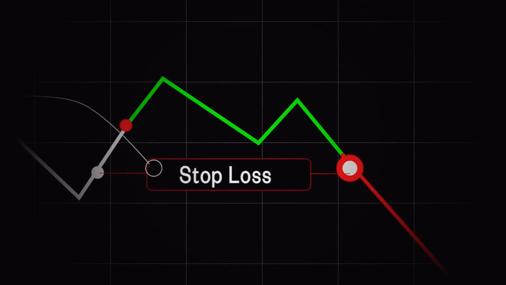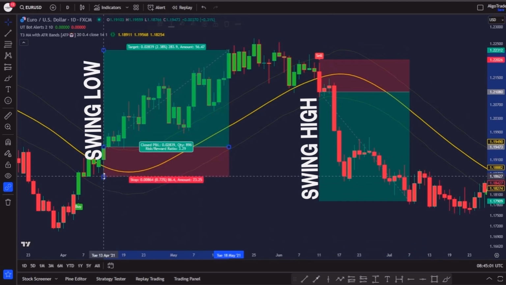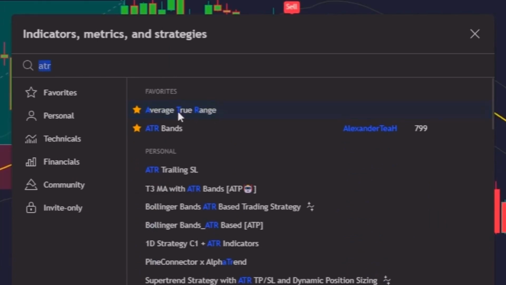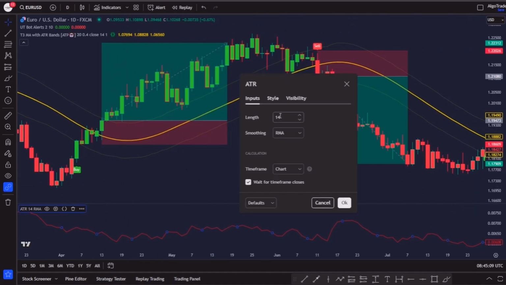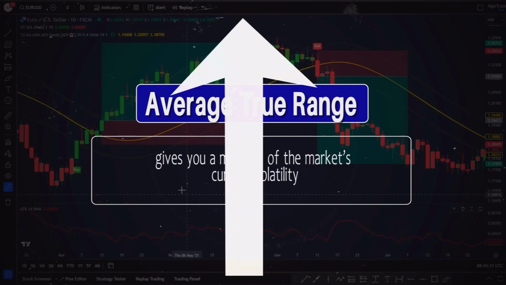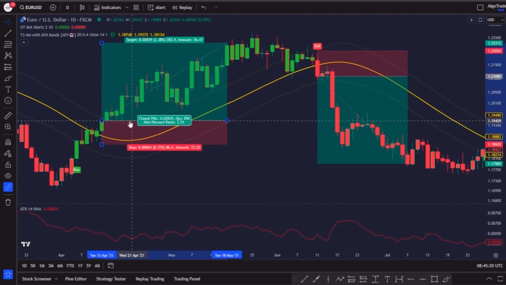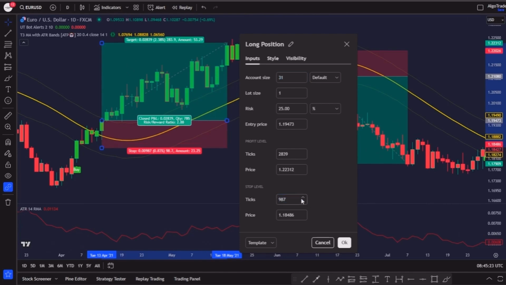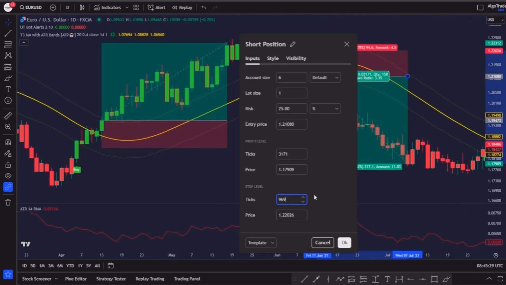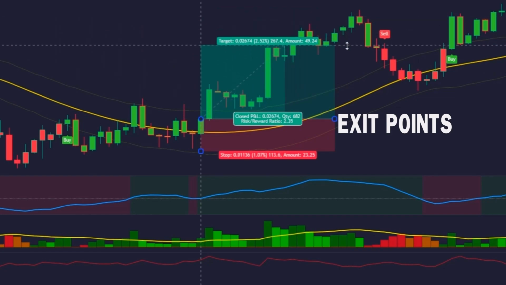Now let's talk about the stop loss. While you could place it using the most recent swing high or swing low, I recommend a more precise and consistent method using the ATR indicator, this one right here, with the default settings. The ATR, or average true range, gives you a measure of the market's current volatility. All you have to do is take the current ATR value and multiply it by 1.5. That number will give you the ideal distance in pips to place your stop loss, making it dynamic and adapted to each market condition.